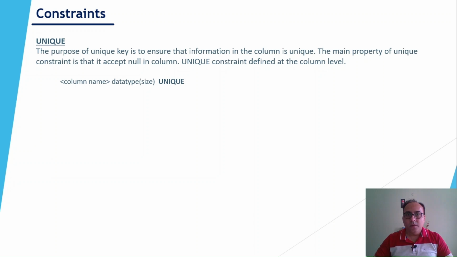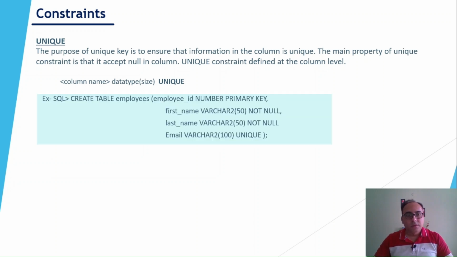Now let's look at the example. Here we are creating the table employees. It has 4 columns: employee ID, first name, last name, and email. The 2 columns, first name and last name, use not null constraints. But email has a unique constraint. It means there cannot be any sort of duplicacy in that particular column. There will be a unique email ID for each and every employee ID, so there cannot be any duplicacy in emails.